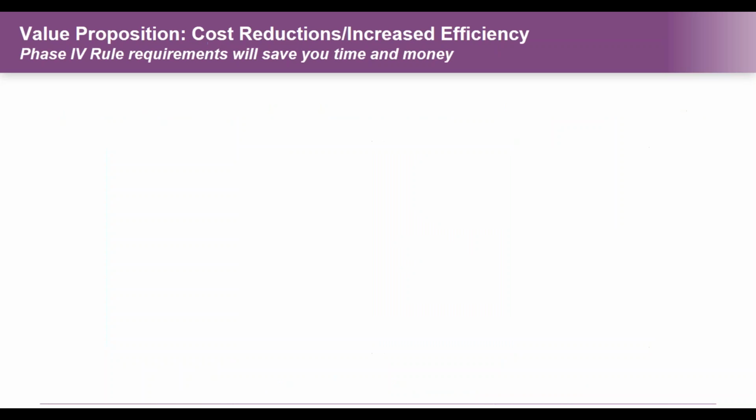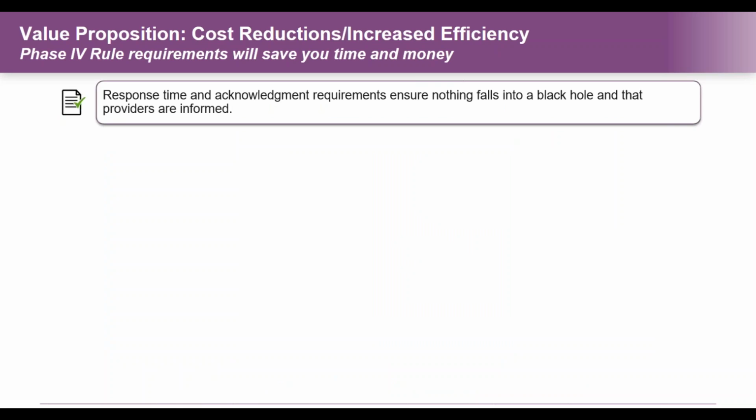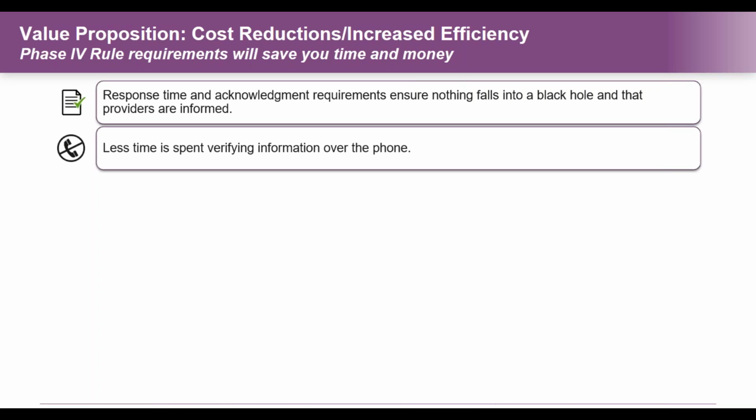Moving on to our value proposition, again, by implementing the Phase 4 rules and taking on those tasks for these specific transactions, you can reduce cost and overhead, you can increase your efficiencies, and many of these are related specific to the requirements of the transaction. For example, response times and acknowledgments help remove the black hole. No transactions can fall into that black hole. Your providers are better informed. They won't be spending their time on web portals or on your phone lines asking for information about these particular transactions.